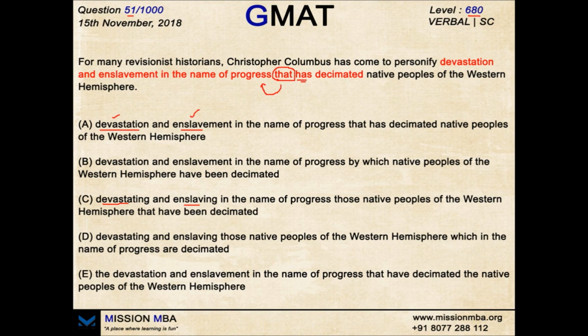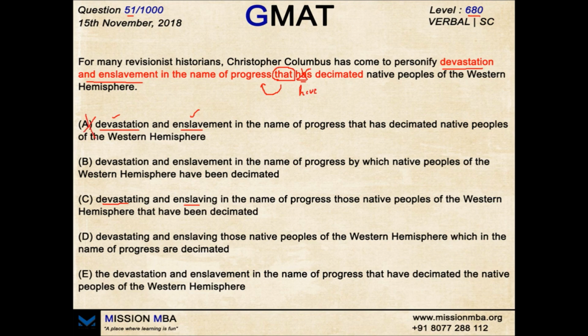Let's understand. What has decimated native people from the Western Hemisphere? Is it just the progress, or the devastation and enslavement in the name of progress? Of course, it is the devastation and the enslavement in the name of progress, which are two things. So of course this "has" is wrong and it should be "have". So clearly statement A is wrong.